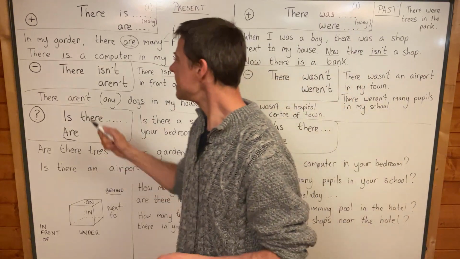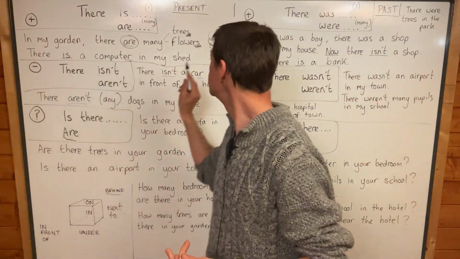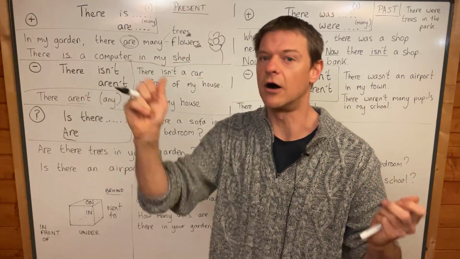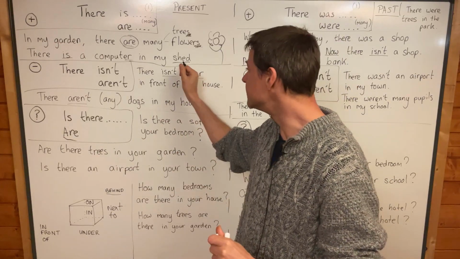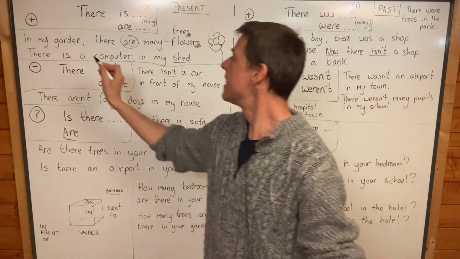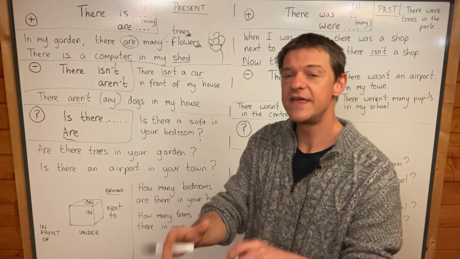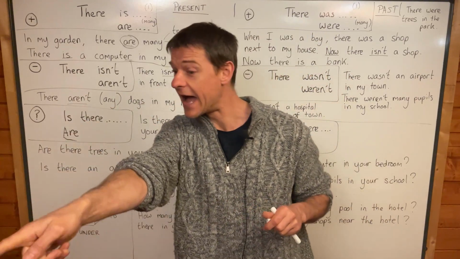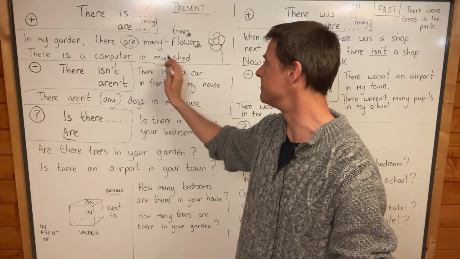In my shed, this is my shed. A shed is a wooden house in the garden. Usually many tools are in the shed. I have many tools in my shed. So there is a computer in my shed. There are many tools in my shed. There are hammers, there are spanners.